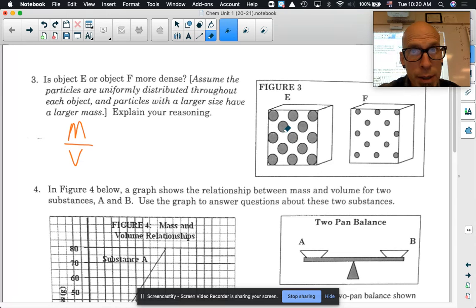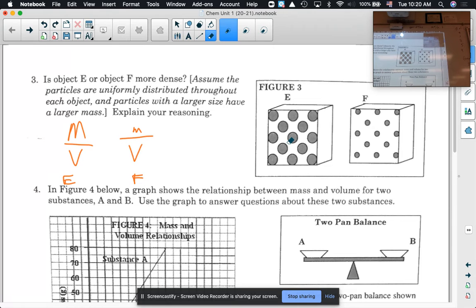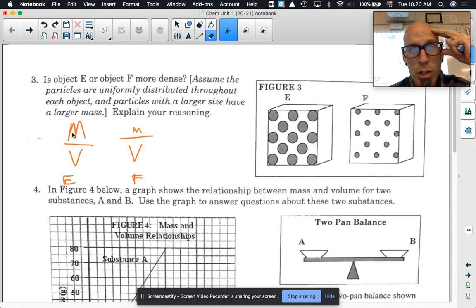More massive particles means more mass total if it's the same number of particles. That means for E, it's a mass to volume ratio where the mass is big. For F, we have a tiny little mass over a big volume. So F's mass to volume ratio is going to be smaller, and E's is going to be bigger.